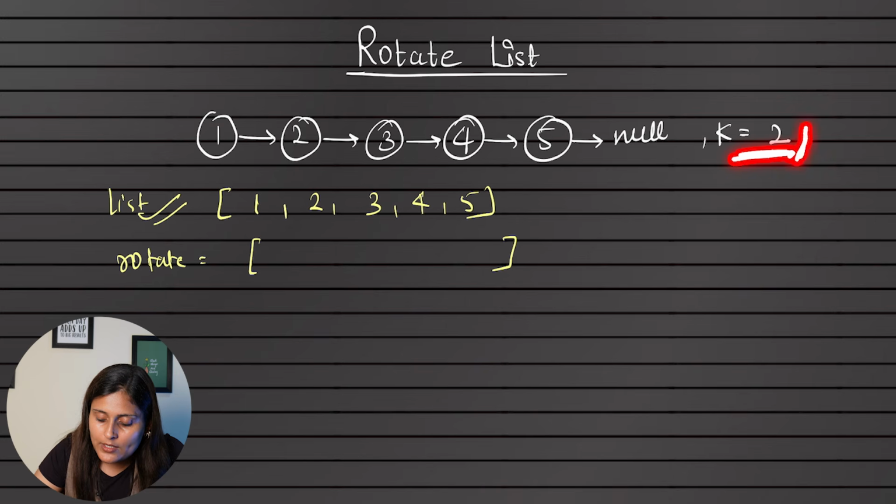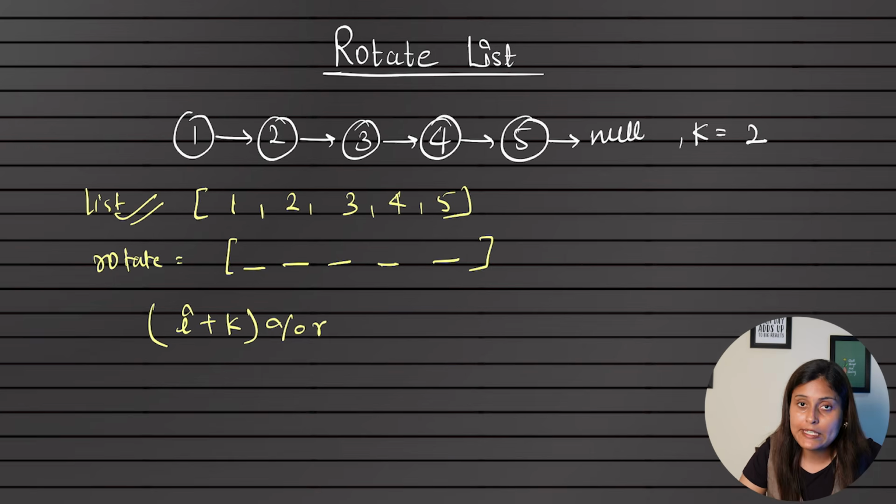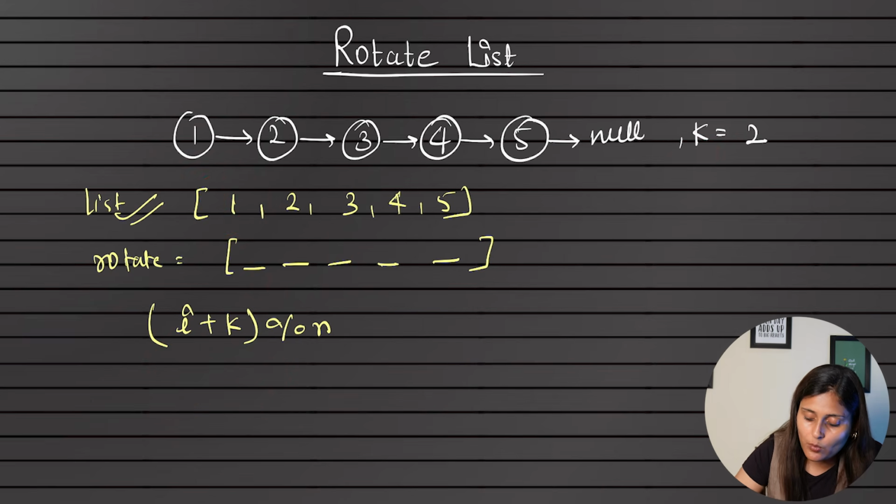How many rotations are asked? 2. What is this index? 0. So let's initialize with 1, 2, 3, 4, 5. At (i plus k) modulo n we will insert. After 2 rotations, 1 is supposed to be inserted at, currently it is at 0 location, so 0 plus 2, 2. So at the second index we will insert 1.